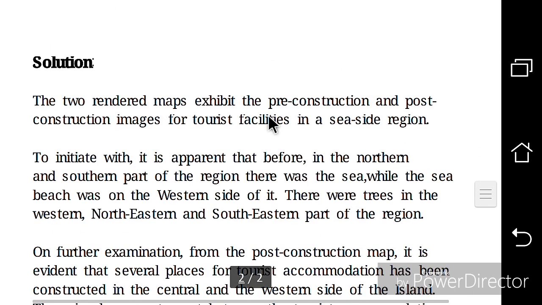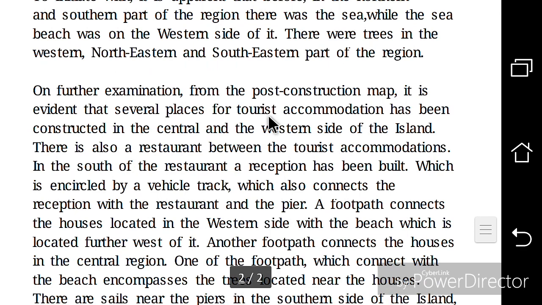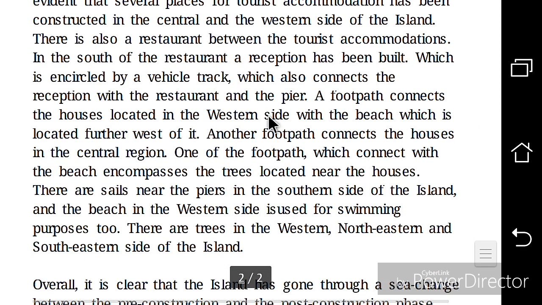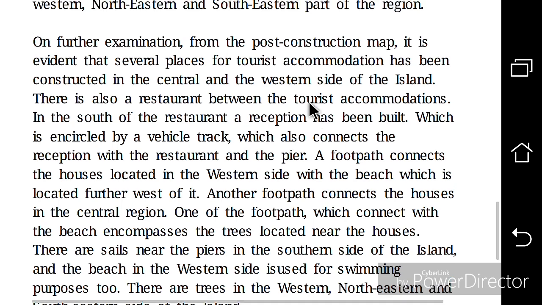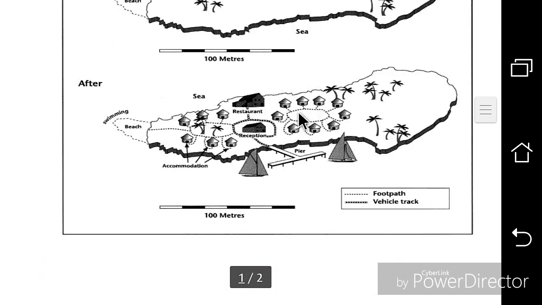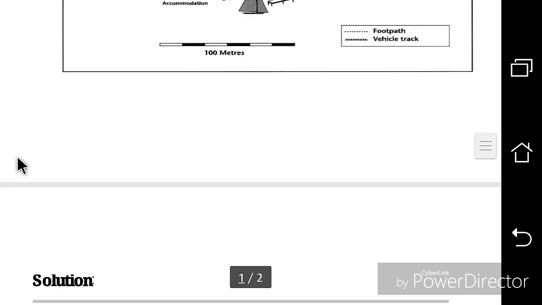Again, in the third para, I have written, on further examination from the post-construction map, it is evident that several places for tourist accommodation has been constructed in the central and the western side of the island. Post-construction means the after construction period, when the construction was over. So here there are several places for tourist accommodation. Now you can check the map for that, and you can see these are the accommodations that are built after the construction period was over.